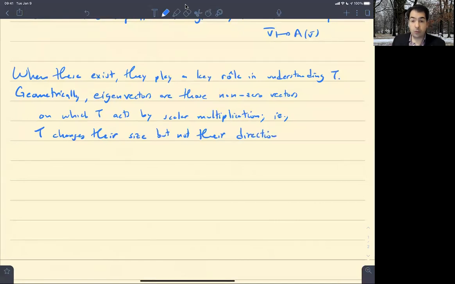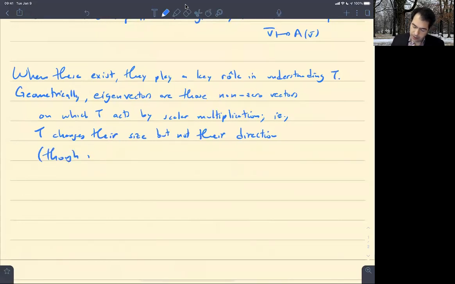Right, so this is geometric. We're thinking of a vector as being given by a length and a direction, right? So T acts on an eigenvector only changing the length, not the direction. However, you have to understand direction as being possibly positive or negative. So you want to think of the whole line in the direction of the vector V. So let's write that down.